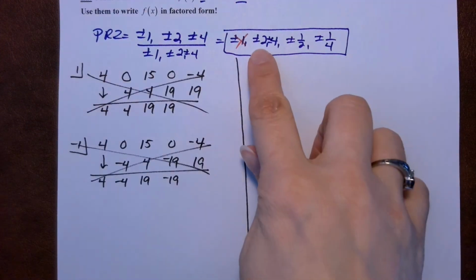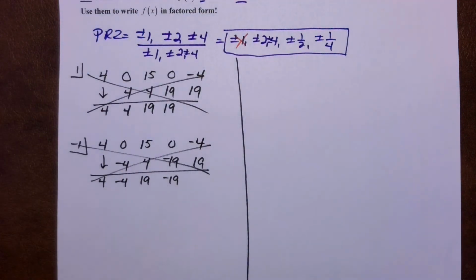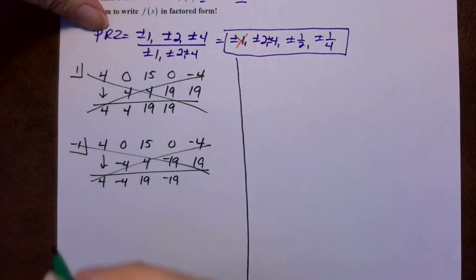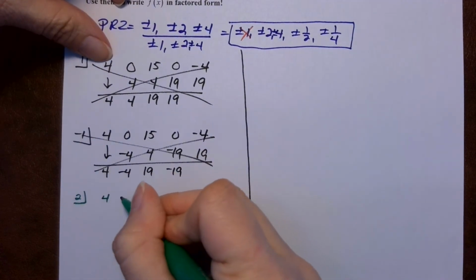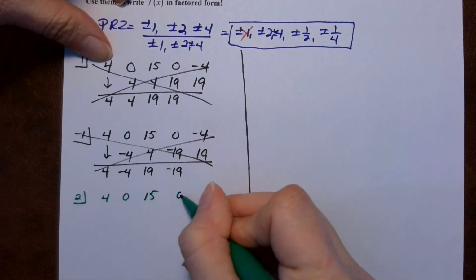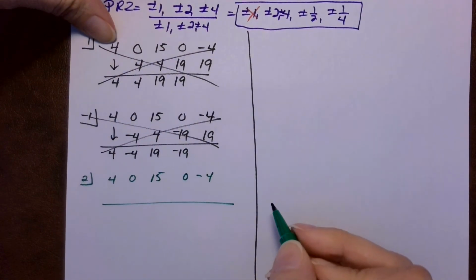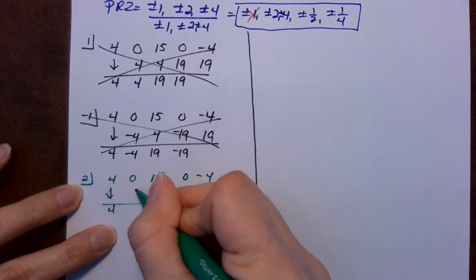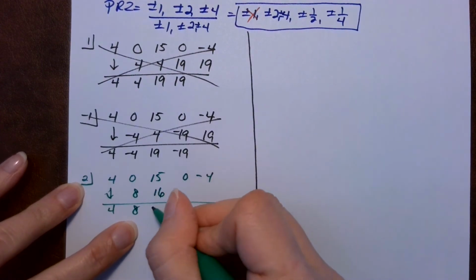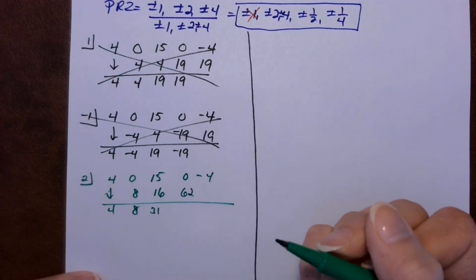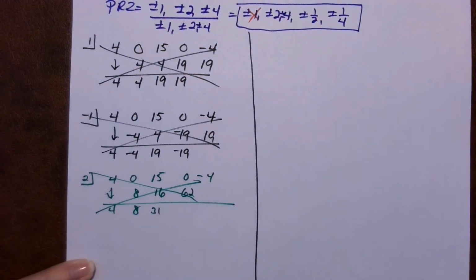All right, so I guess we'll try 2. Let's go for a 2. Does 2 work? 4, 0, 15, 0, -4. 4 times 2 is 8. 8 times 2 is 16. Ugh. 31 times 2. This is not working. Nope. 2 does not work.